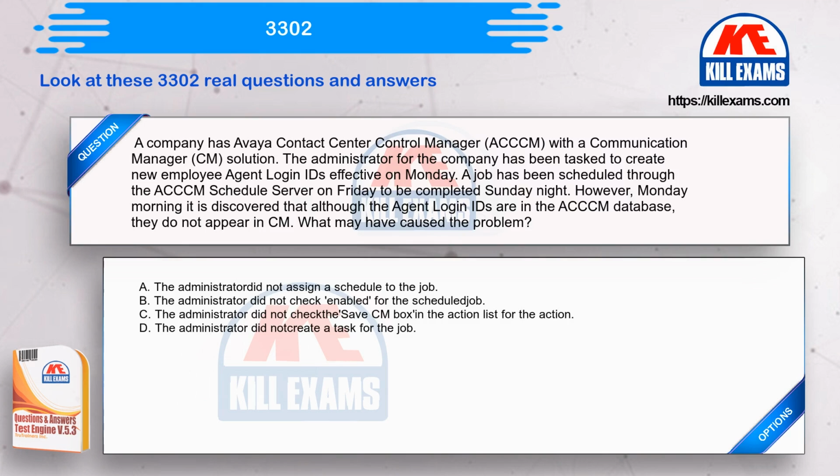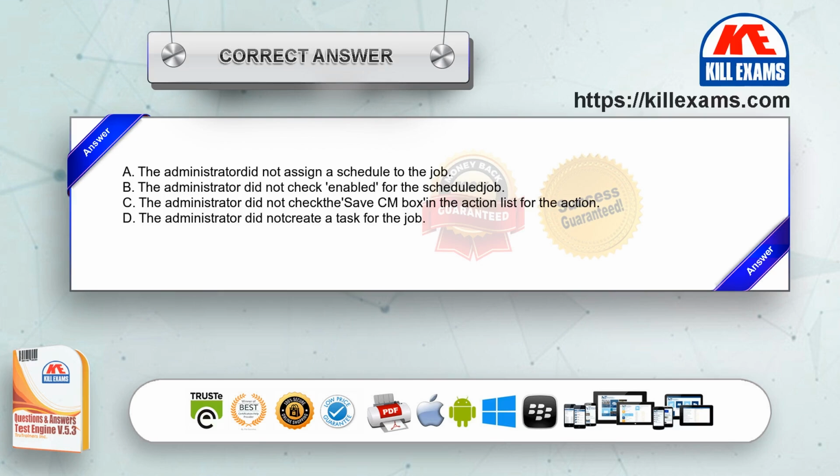Option A. The administrator did not assign a schedule to the job. Option B. The administrator did not check enabled for the scheduled job. Option C. The administrator did not check Save CM box in the action list for the action. Option D. The administrator did not create a task for the job. The correct answer is option C.